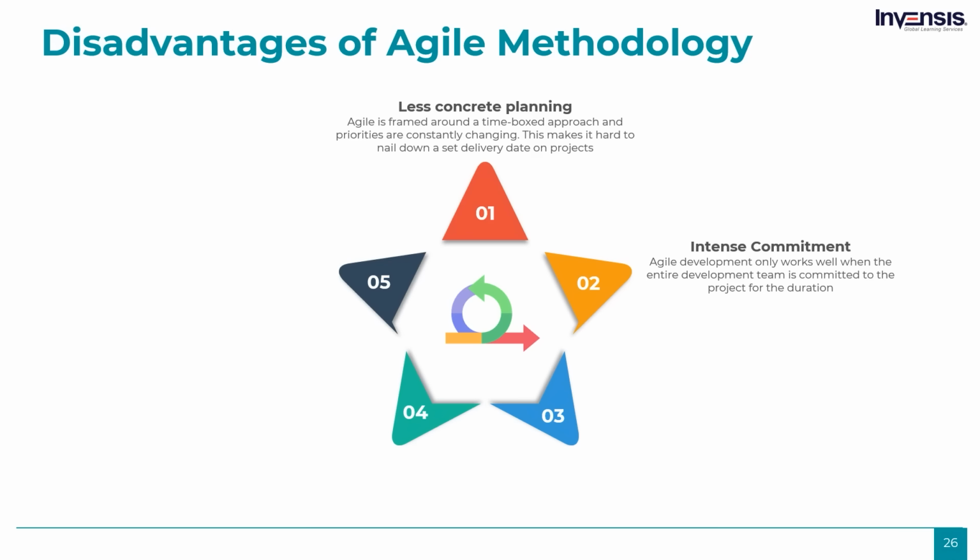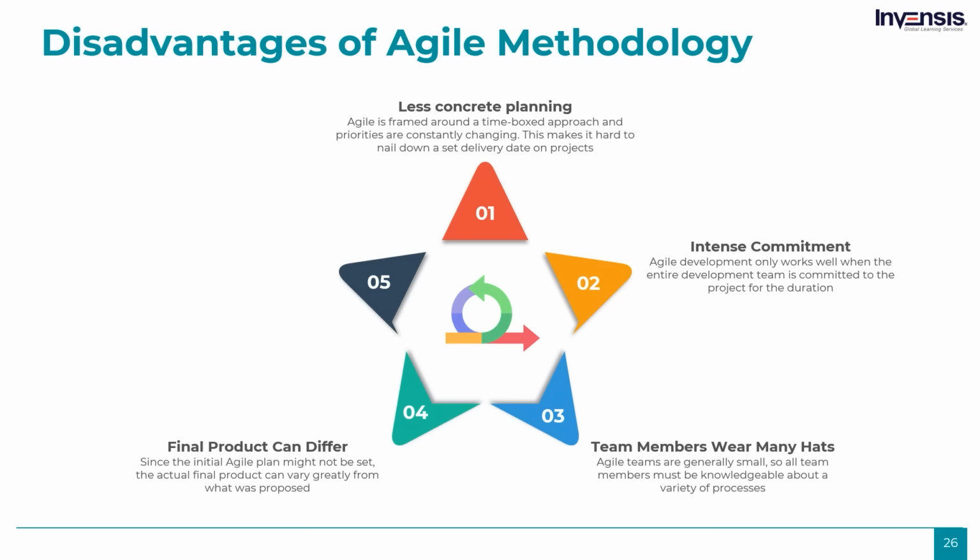This may be a challenge for some teams that have a lot going on at once, and may even prove challenging for individual developers. Agile teams are generally small, so all team members must be knowledgeable about a variety of processes, along with the Agile methodology itself. In Agile, because the initial plan might not be set, the actual final product can vary greatly from what was proposed. Agile is very flexible throughout the entire project, so iterations can be added, customer feedback can alter plans, and timelines can change, resulting in a potentially new deliverable. Most often than not in Agile teams, documentation tends to get sidetracked, which makes it harder for new members to get up to speed. That's another drawback that we have here.